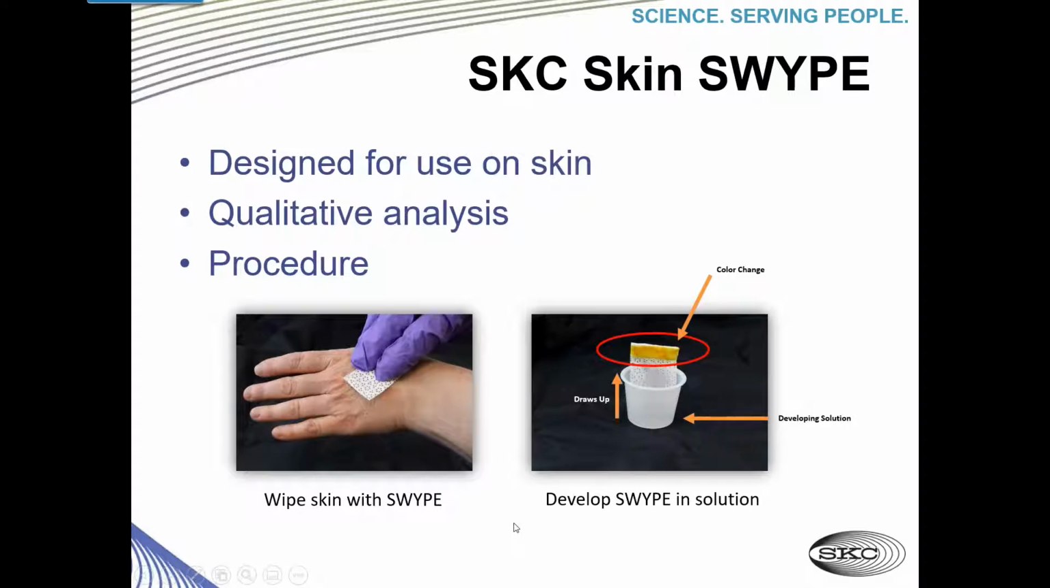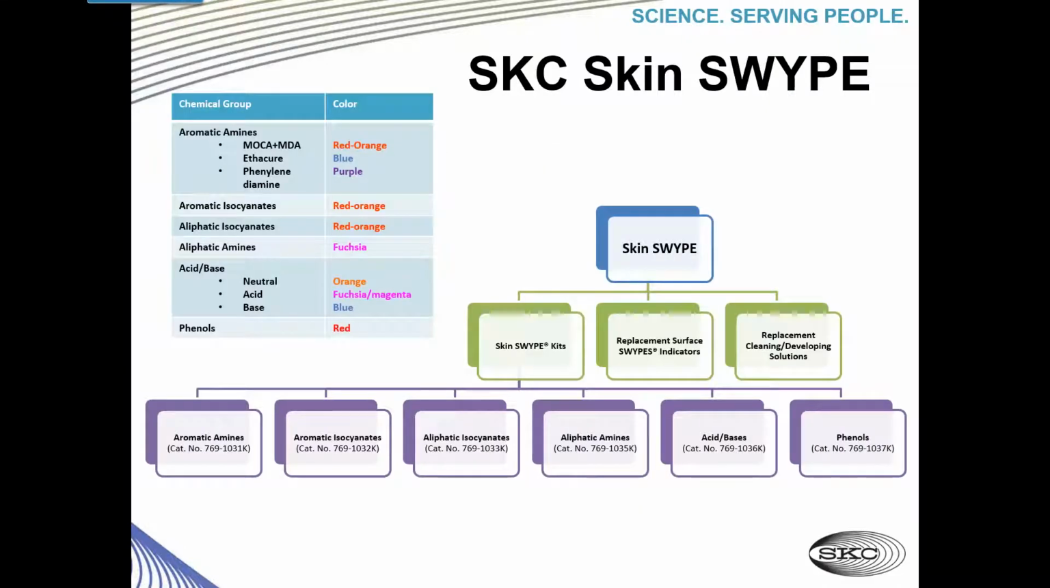That's the way that you do it. You don't need to spray the developing solution on the person. That doesn't work that way. It's just applying the swipe on the skin, you put it in a developing solution, and if there's anything on that person's skin, it will show on this indicator right here. Very easy to use. As I said, it's safe on the skin. Similar to the surface swipe, depending on the chemical group, it will change to a specific color, and those are the same color changes. And also these are the kits with all the chemical groups and all the replacement parts that you may need.